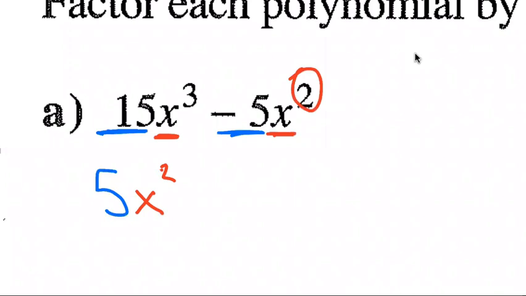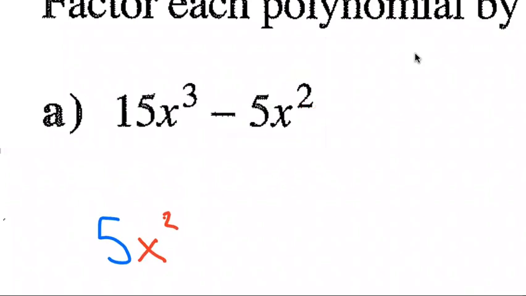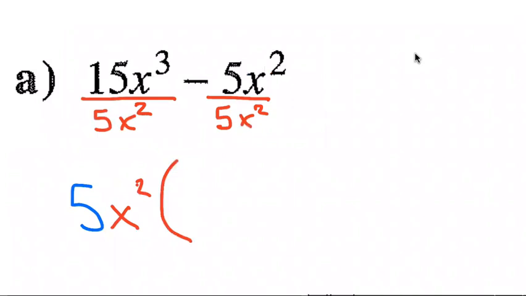Now, in your mind, what you're kind of doing is, you know what, I'm going to move this a little bit lower. Okay, so once you've determined what your greatest common factor is, now in your mind, you're taking each of these terms and you're going to divide by that greatest common factor. When you do that, well, what's left over? 15 divided by 5 is 3. X cubed divided by x squared is just x.